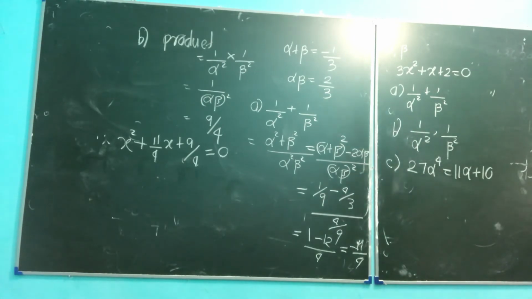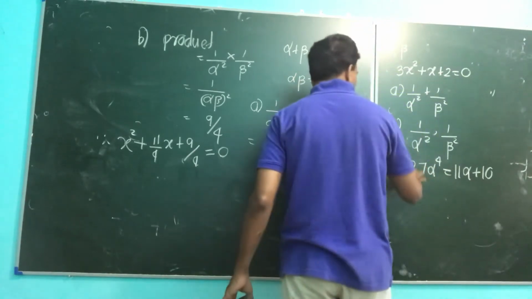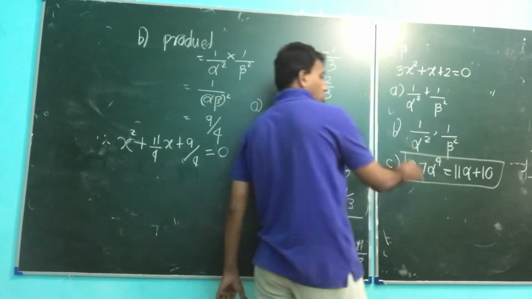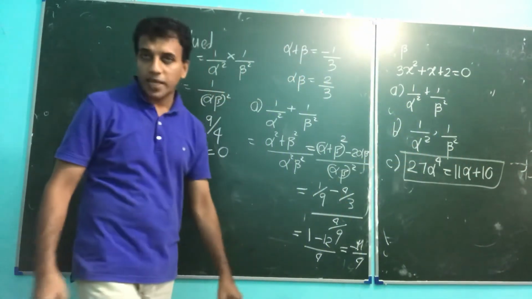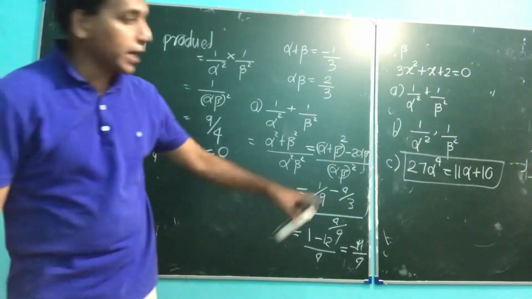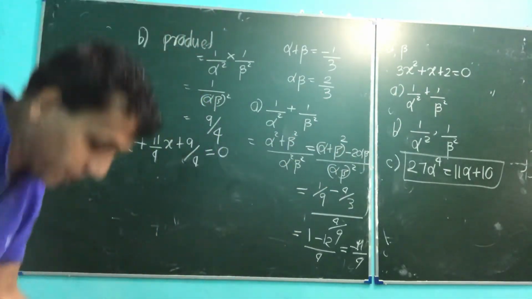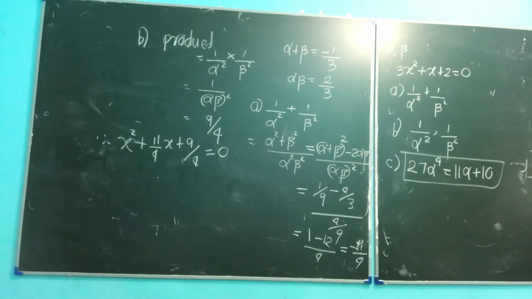Last part, show this answer: 27 alpha power 4 equal 11 alpha plus 10. So it is my third type of that question. Already we worked on a couple of previous questions. That is another one.